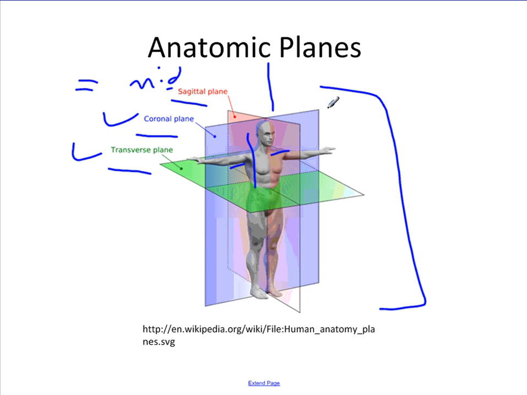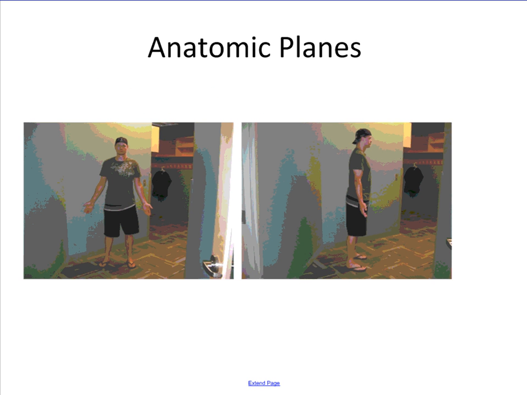The coronal plane would be this one here. And this divides the body into anterior, posterior, or front and back portions. And then the transverse plane divides the body into top and bottom, or superior and inferior portions, of a body part as well. It doesn't always just have to be the human body. So let's keep that in mind. So, the anatomic planes.